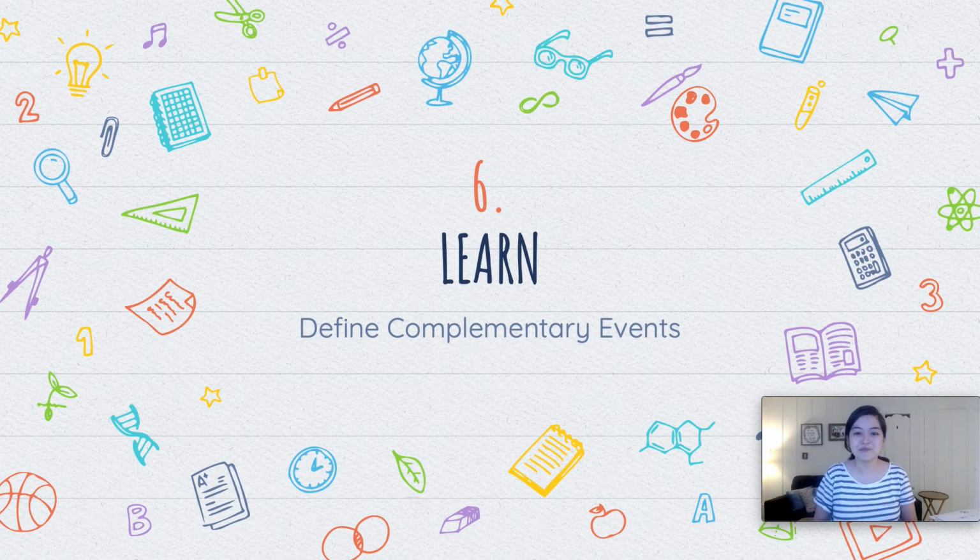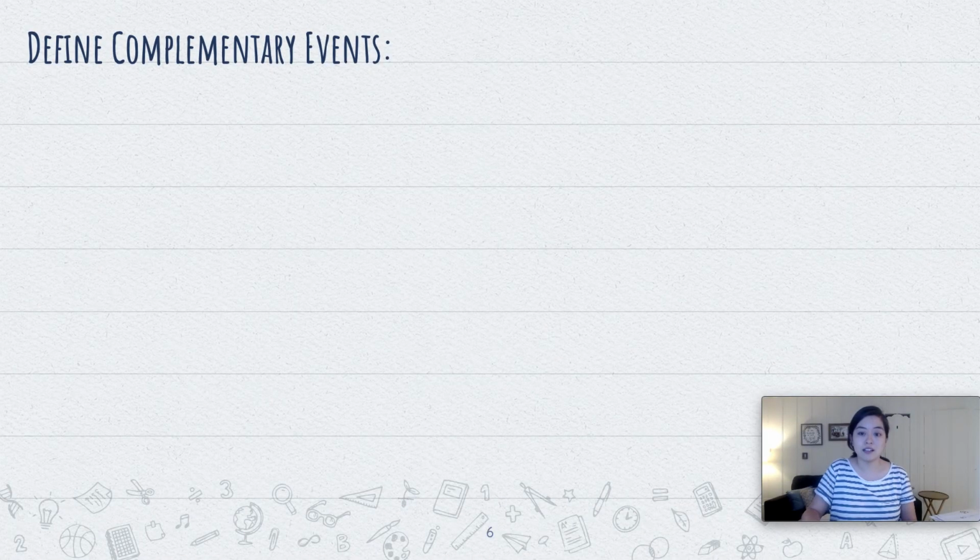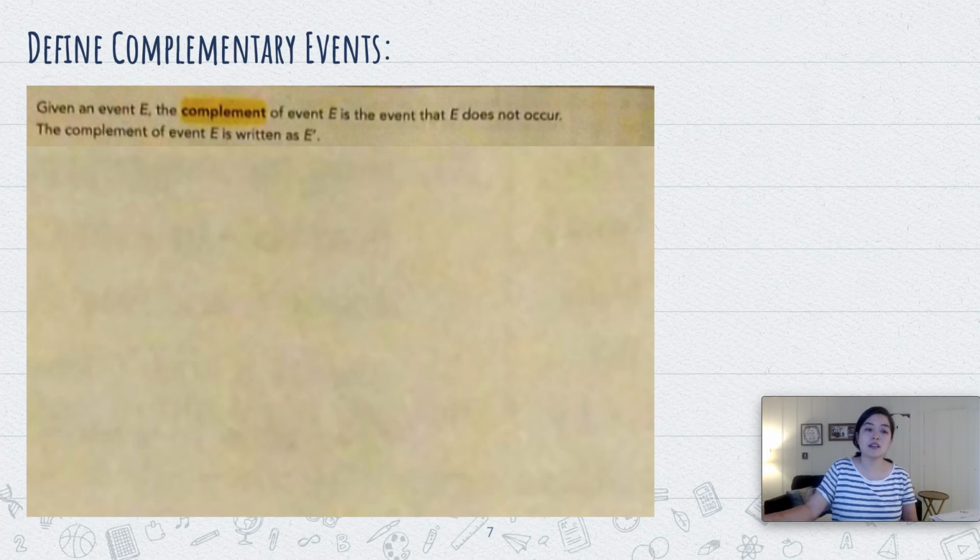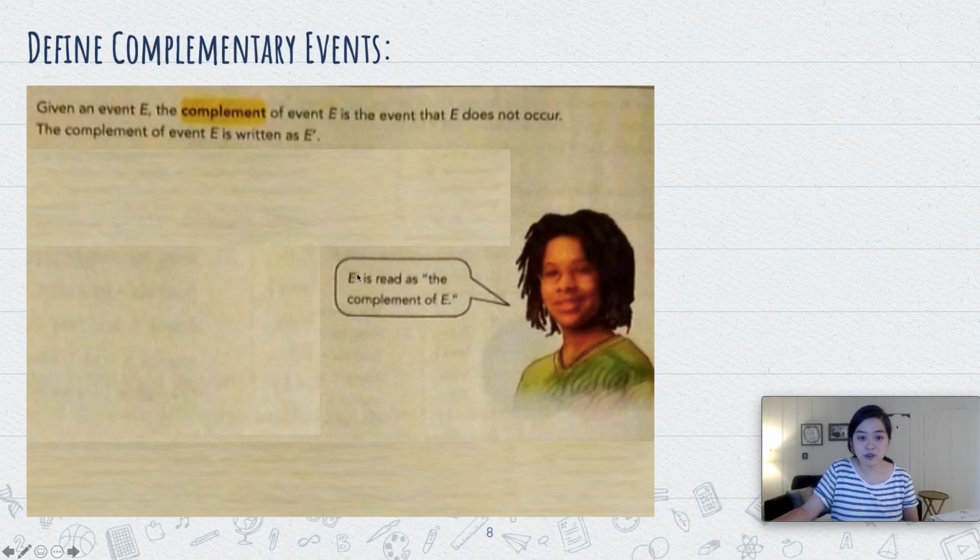Okay, so let's learn about complementary events. Let's define them. Let's say we're given an event E. The complement of event E is the event that E does not occur. The complement of event E is written as E with the little dash at the top. Do you see that? E with the little dash at the top is read as the complement of E.